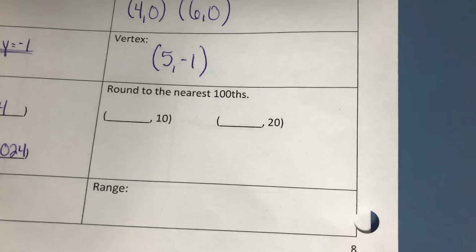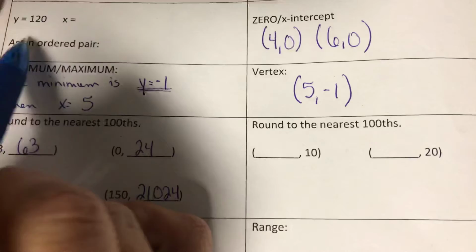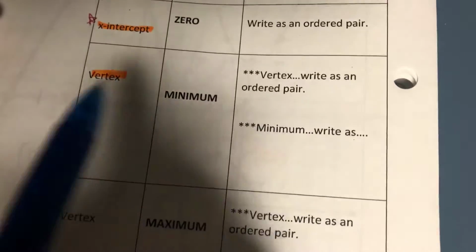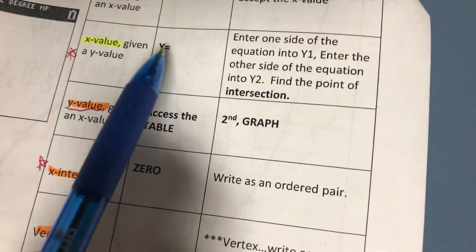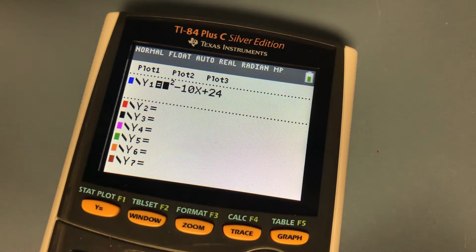So let's talk about the next set of problems. What do I do when I want to find x? So here I need to find x, here I need to find x, here I need to find x. So if I go back to my notes and I need to find an x value, I'll be using the y equals button. So why don't you go ahead and press that on your calculator. We have done this before, it's just presenting itself a little differently.